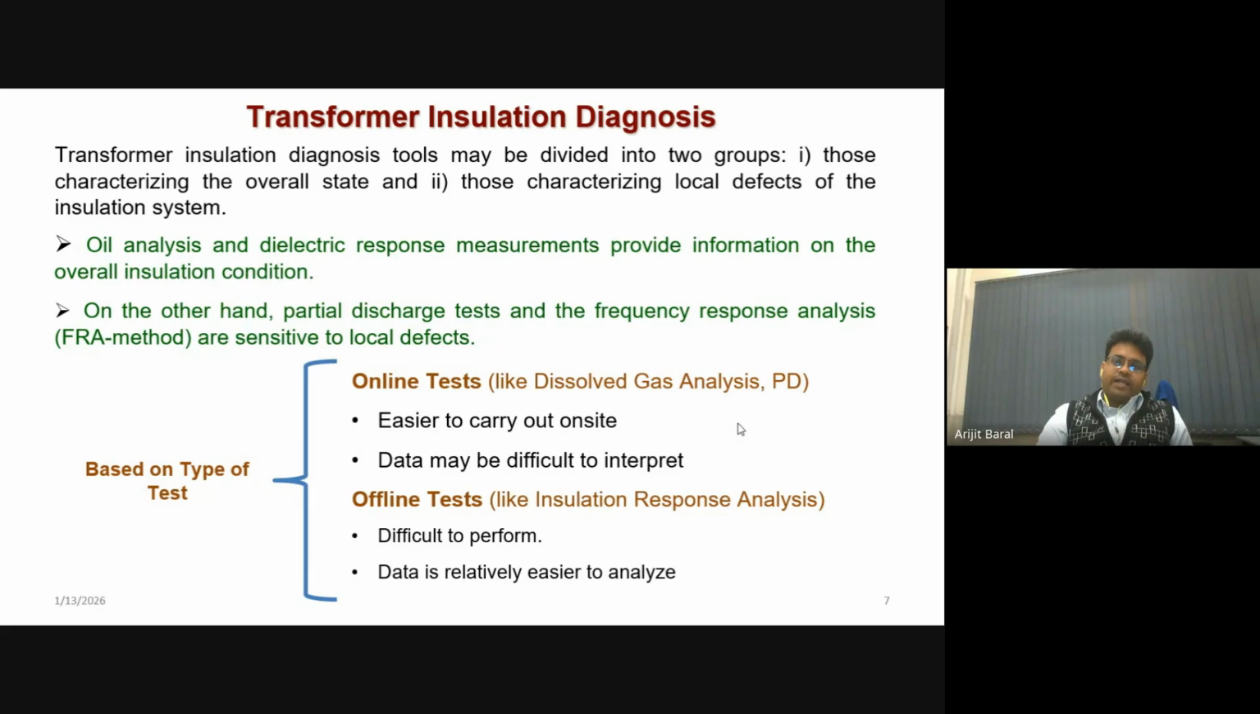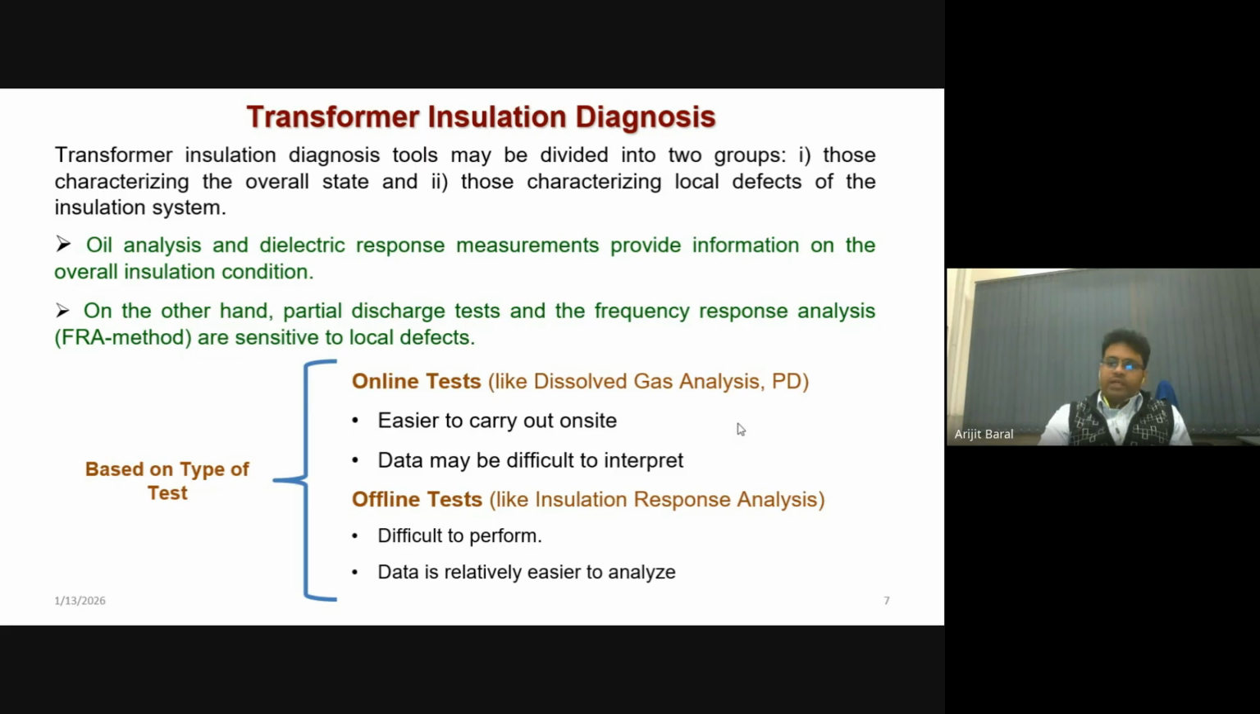Depending on whether the test requires complete shutdown of the equipment and isolating the equipment from the grid and thereafter testing it in an isolated manner, or whether the equipment can continue to run and we can do the measurement, depending on that, we can either do an online test or an offline test. Now, an example of an online test, which we will be dealing with later in the PPT, is basically dissolved gas analysis.